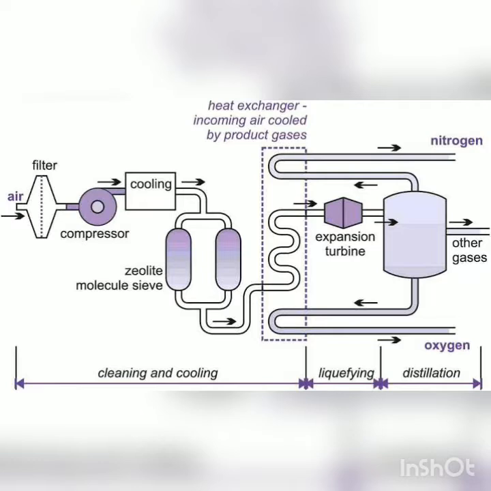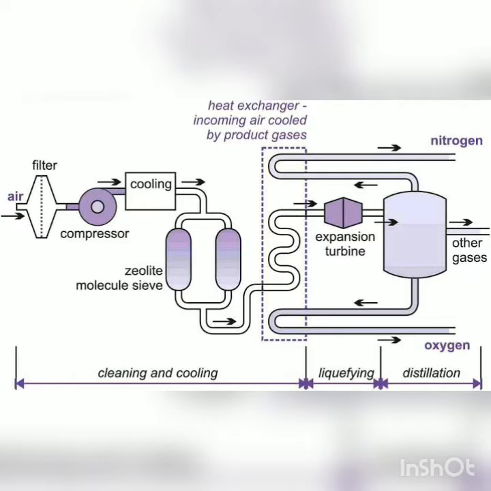The more volatile liquid, having the lower boiling point, distills first, and the liquid having the higher boiling point distills later. Now, let us understand how the technique of fractional distillation is used to separate the different gases of air.